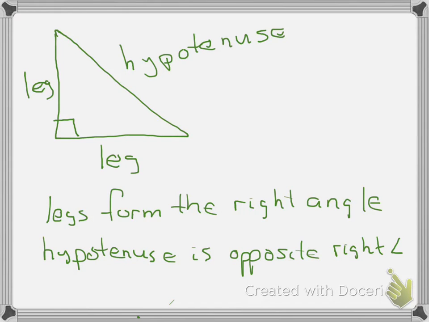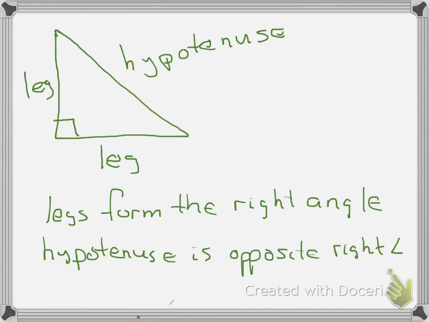Every right triangle has three sides, as does every triangle. The two sides which form the right angle are called legs. The legs may or may not be congruent. Unlike an isosceles triangle, the legs don't have to be congruent.